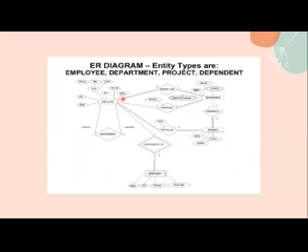I hope that you understand and have an idea about the ER diagram. The remaining concepts you will see in the upcoming session.